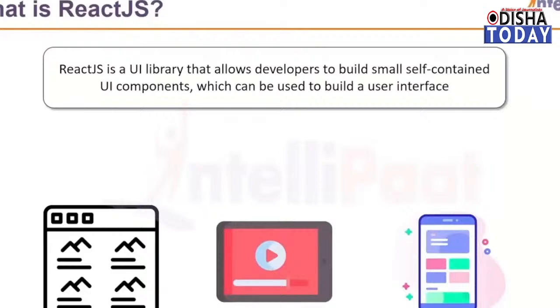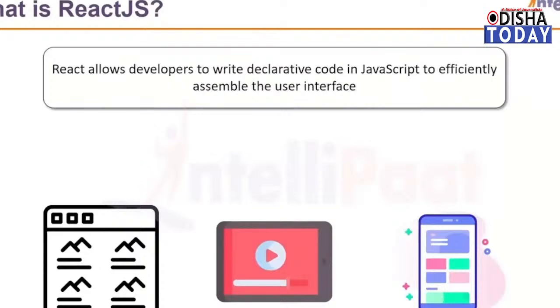We just need to define what these components look like, what their styles is going to be, and how they are going to interact with the events that the user dispatches. So when the user clicks on a particular component, what should happen and should something happen or not, things like that. So React allows developers to write really declarative code in JavaScript to efficiently assemble together a user interface.